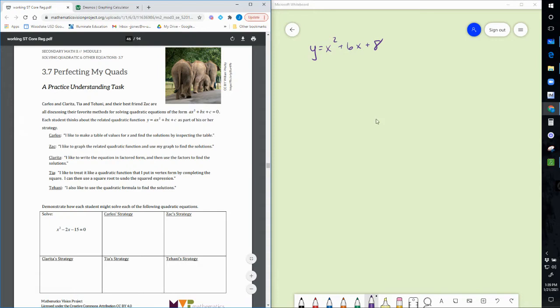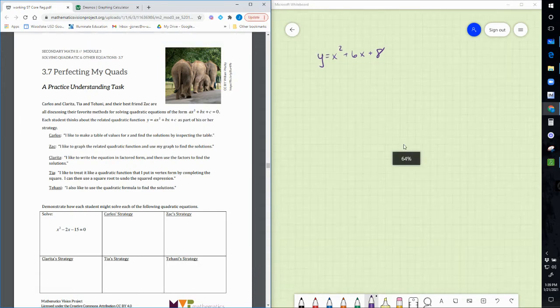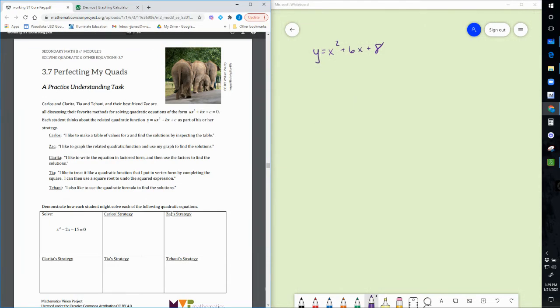Okay, so I'm going to get you started. Actually, I'm just going to do one right here, this x squared plus 6x plus 8. And then you're going to do 3 problems.